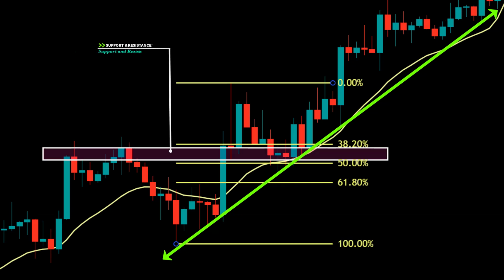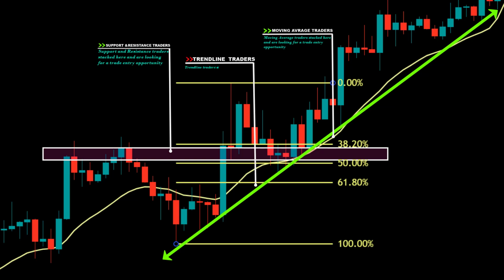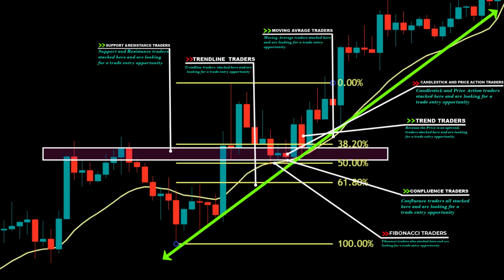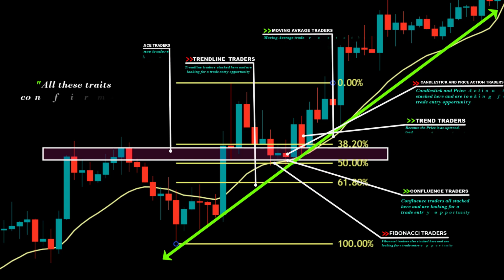First, you had support and resistance traders looking to take long trade. You had moving average traders looking to take long trade, trend line traders looking to take long trade, then candlestick and price action traders looking to take long trade, trend traders looking to take long trade, confluence traders looking to take long trade, and then finally, you had Fibonacci traders looking to take long trade. At this point, if you decide to enter a long trade, I think you will have high chances of the trade going in your favor, which means that this is a high-quality long trade entry setup.